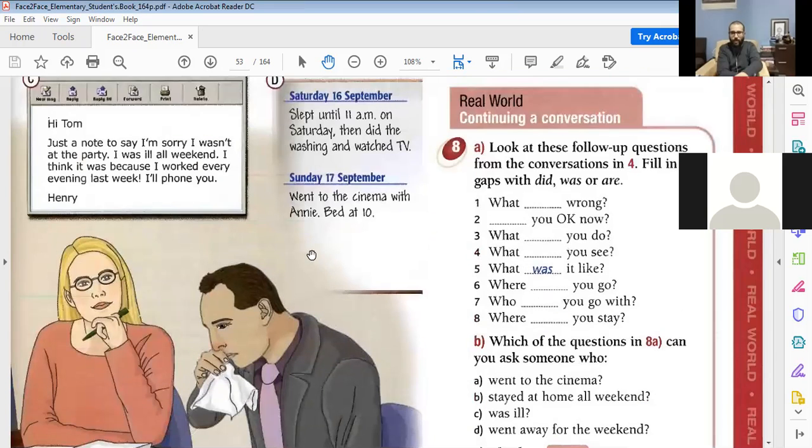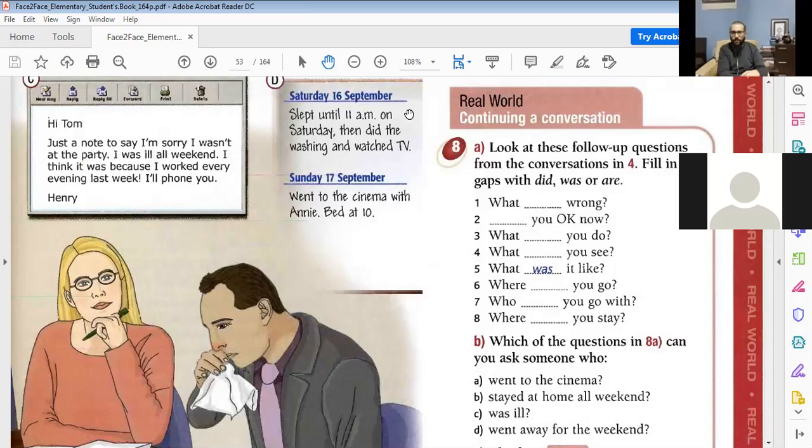So who wrote this? Henry. Right. So this means this last part D is written by Jane, right? Yes. Okay, can you read it, please, Rana? Tell us what's written here. Saturday, 16 September, slept until 11 a.m. on Saturday. Slept until. What does it mean? Until, حتى. Yes, exactly. Slept until 11 a.m. on Saturday. Then did the washing and watched TV.